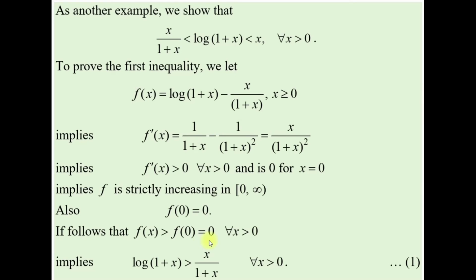f of 0 is 0, so that f of x is strictly greater than 0. What is f of x? Log of 1 plus x minus x by 1 plus x. This value is greater than 0. So we have log of 1 plus x strictly greater than x by 1 plus x for all x greater than 0.